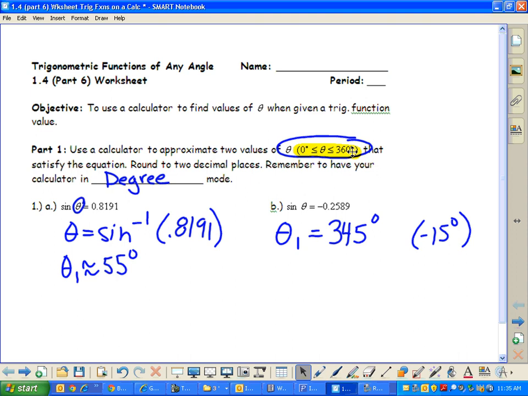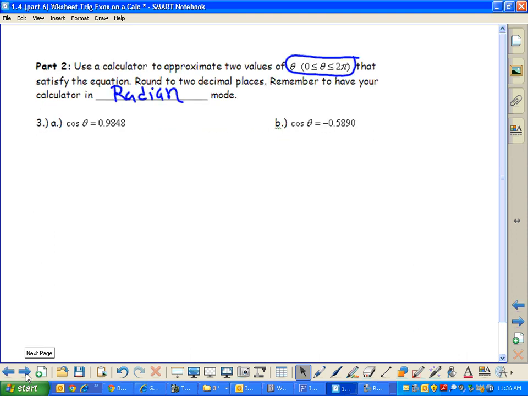For number 2, A, the first value of theta, I got 29 degrees. And then B, I got 104 degrees. And then to talk about your radian measures, this you did have to round to 2 decimal places. So for theta 1 on 3, A, I got 0.17, and B, I got 2.2. For 4, A, I got 0.02. And then B, oh, you get negative 0.73.